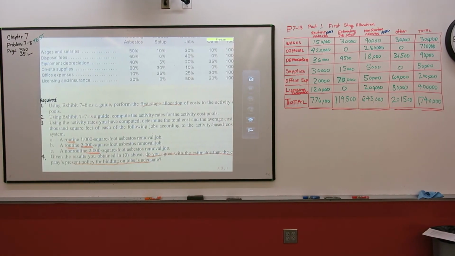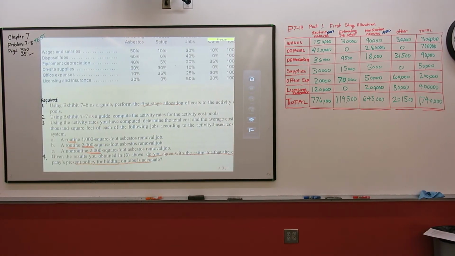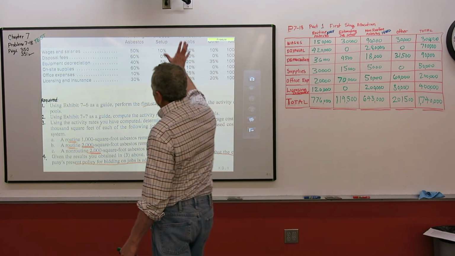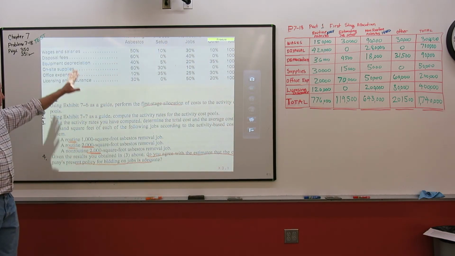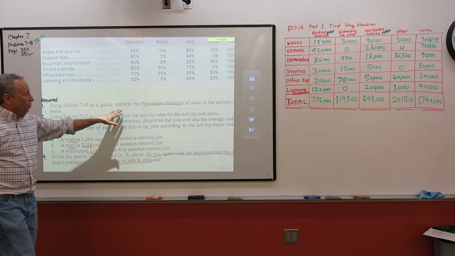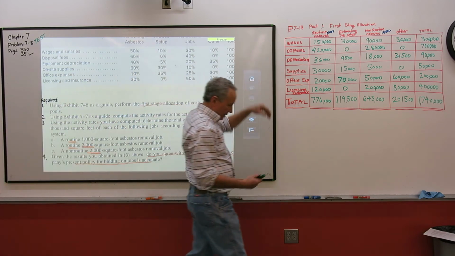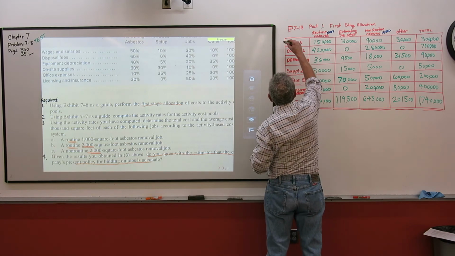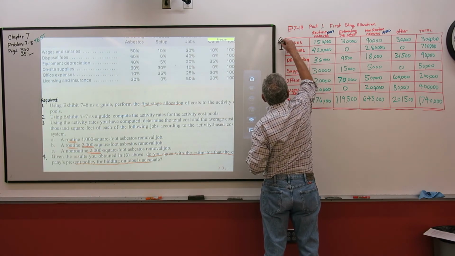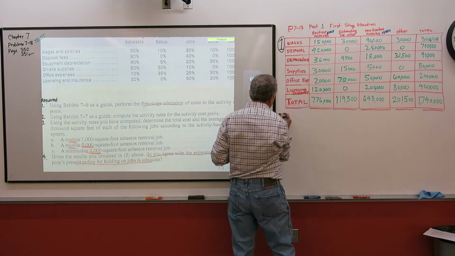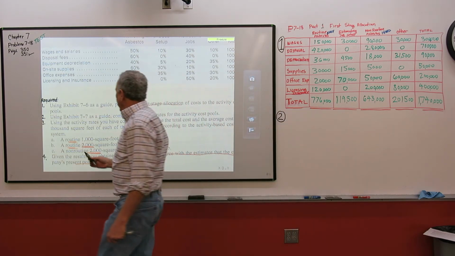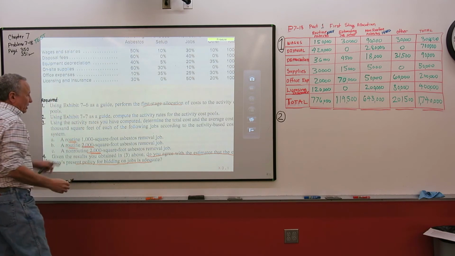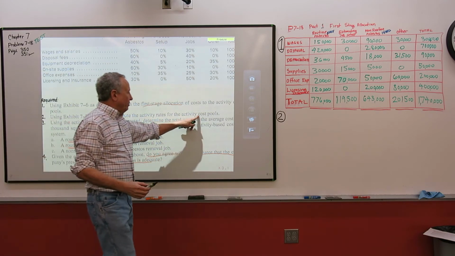Okay, we're back online. All right, so this is the same problem. I've just shifted it up so we can see everything. This is what's required. Using everything we've seen before, it says perform first stage allocation. We've got that. That's right here. It is done. We've done the first stage allocation, so there's 1. Let's drop down here and do part 2. In part 2, it says using Exhibit 7.7 as a guide, compute the activity rates for the activity cost pools.